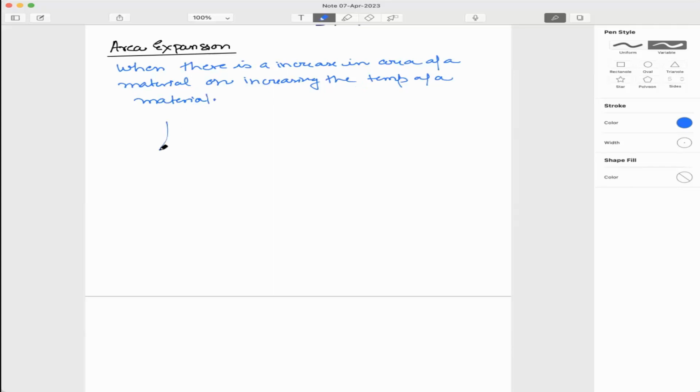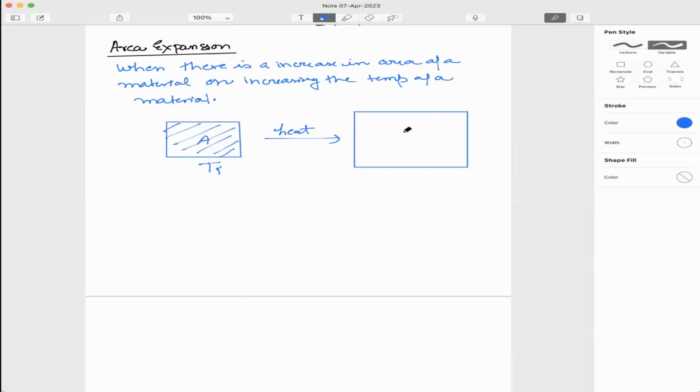So let's say we have this kind of thin sheet. We have a sheet having a cross-section area A, that is initial. Now heat is provided to it and it gets expanded, so the area is increased. That is A prime. So the area gets increased. That is at the final temperature.